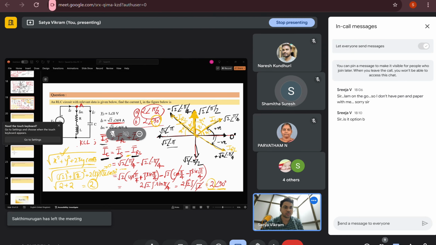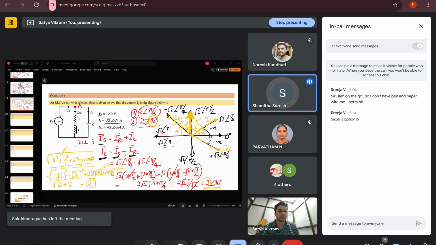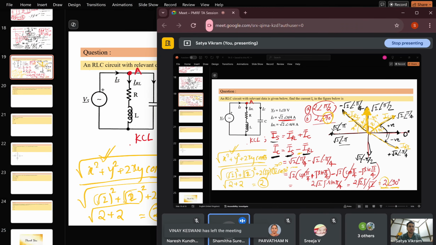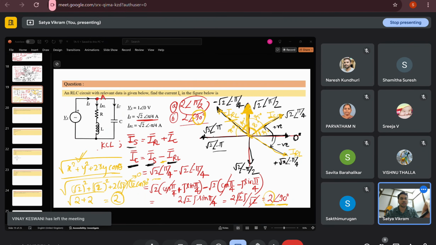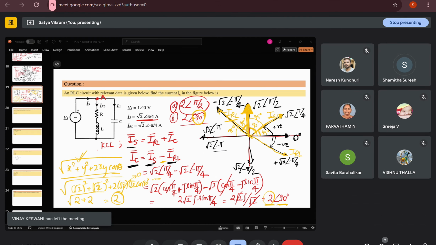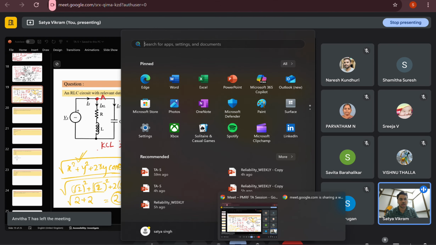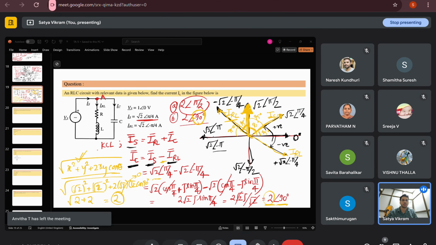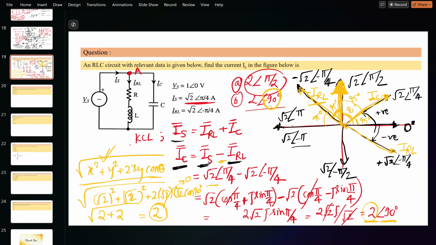Yes, you can use that formula, IS equal to IR plus IS, also. You can use both formulas, because every question has two different perspectives. This is another view of the problem: if you look directly from the phasor analysis, just put the magnitudes and see the angle, and you can get the answer directly. Let me move to another problem.